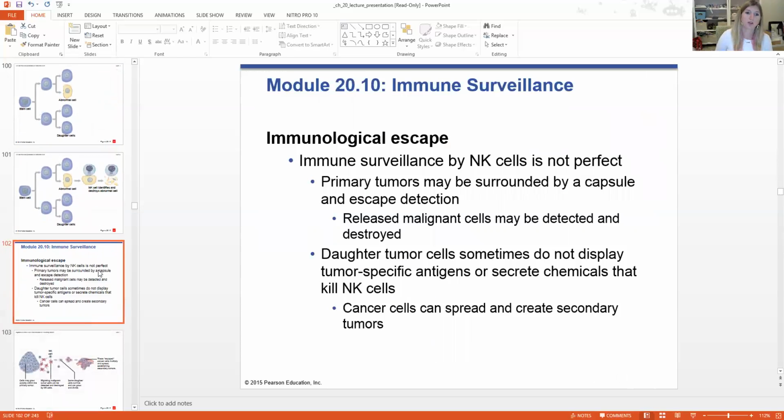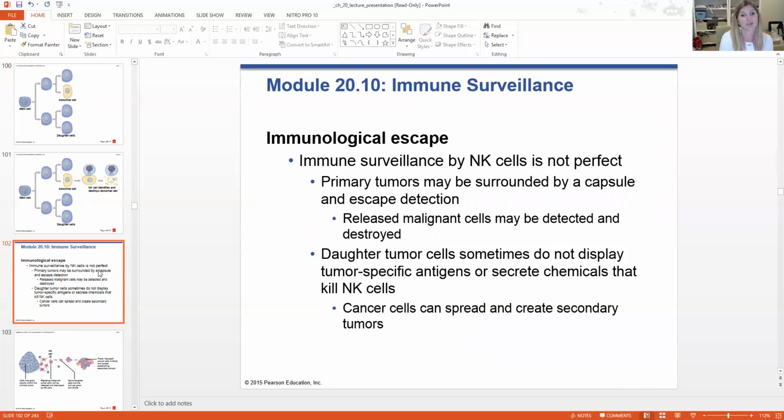There's also something called immunological escape. The immune surveillance done by natural killer cells obviously isn't perfect, because we do get sick, right? We do have cells that become infected with viruses. We do have cells that are infected by bacteria. And unfortunately, some of our own cells become cancerous. Primary tumors can actually become surrounded in a capsule, and that's how they escape detection.